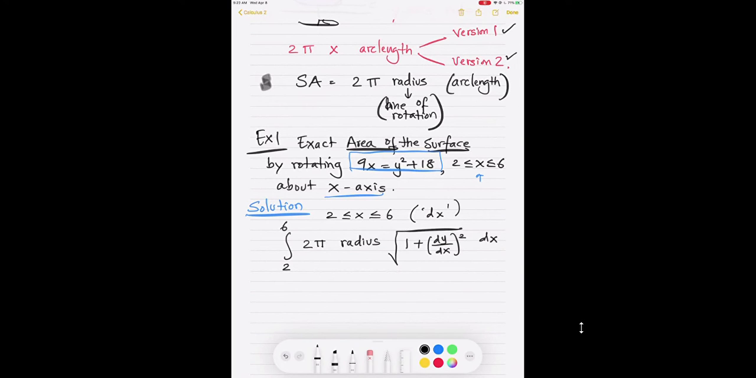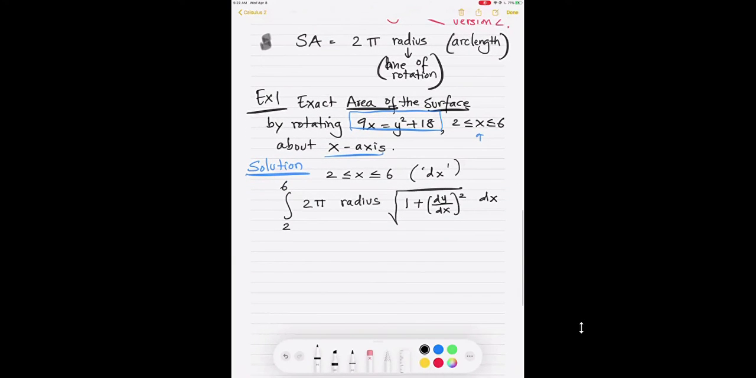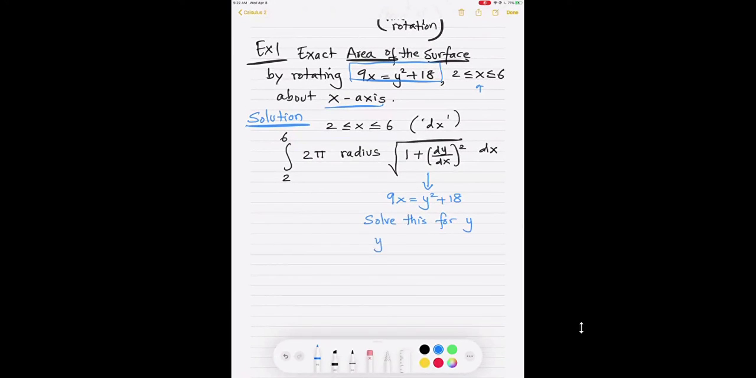Very good. And so because you are talking about this, the first thing we've got to do is look at that equation. If I want to use this version for arc length, then I notice it is given to me as 9x equals y squared plus 18. This is the equation of the curve that's been given. So I will have to solve this for y. So y squared equals 9x minus 18.